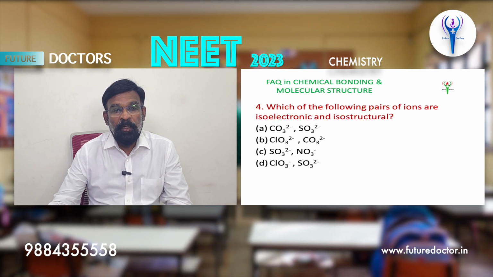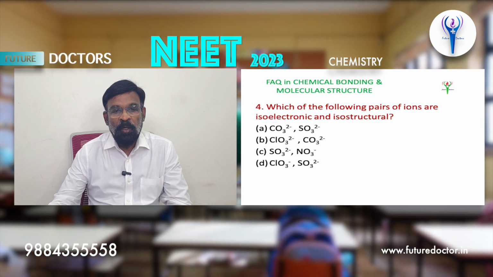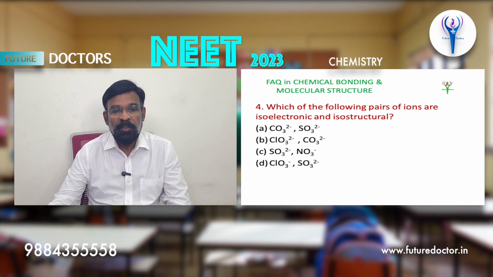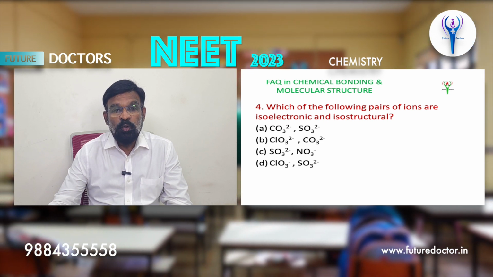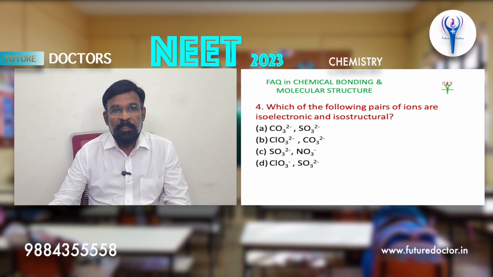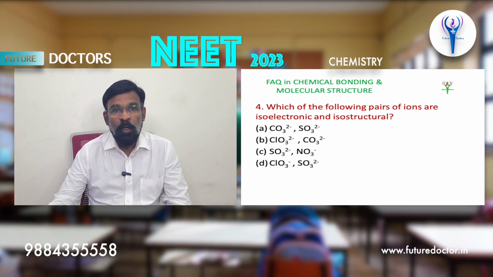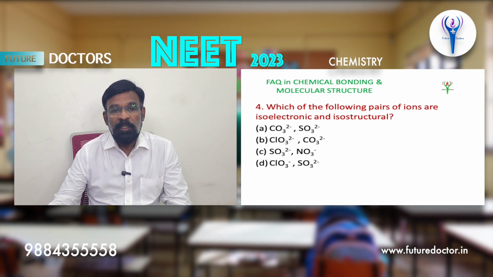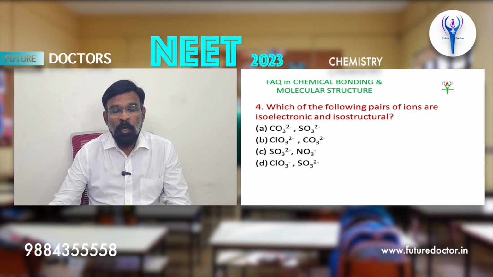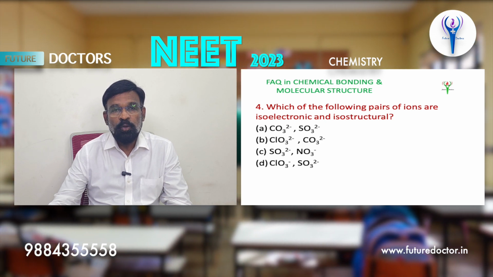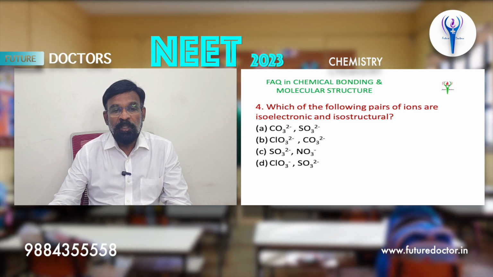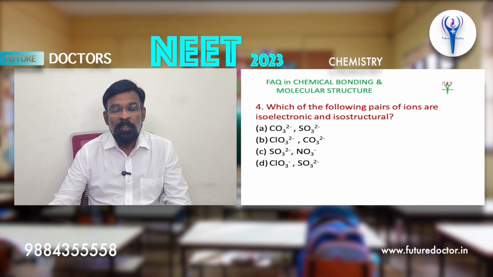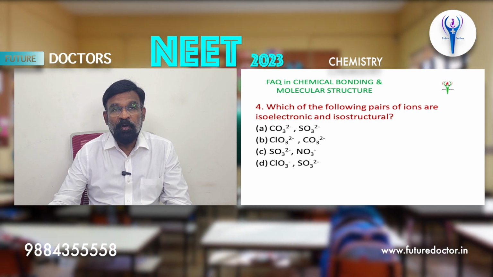The fourth question in chemical bonding and molecular structure. Which of the following pair of ions are isoelectronic and isostructural? Option A, CO3 2 minus, SO3 2 minus, option B, ClO3 minus, CO3 2 minus, option C, SO3 2 minus, NO3 minus, option D, ClO3 minus, SO3 2 minus.